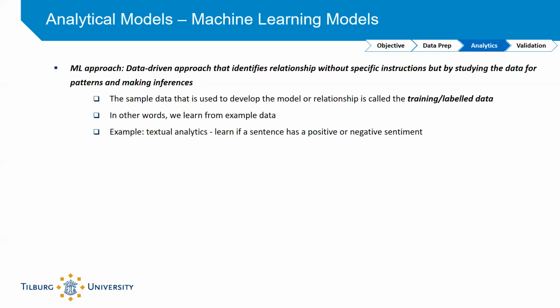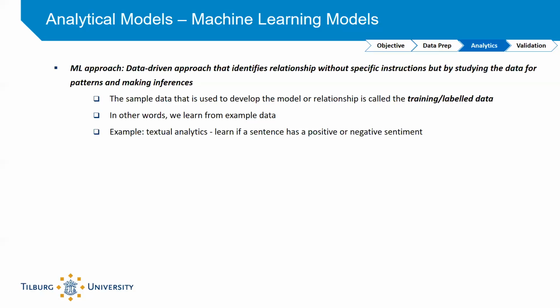The sample data that is used to develop the model or relationship is called the training or label data. In the ImageNet project, the label data comprised over 1 billion images that were manually coded by MTurk workers. Using those example data, or using the training and label data, we learn the relationship between the outcome or dependent and independent variables.